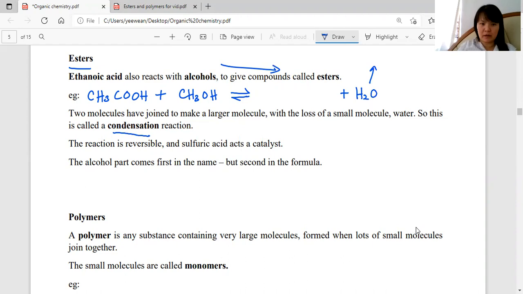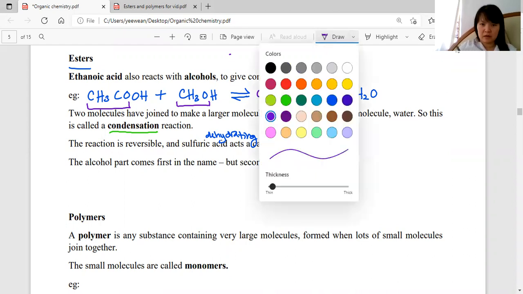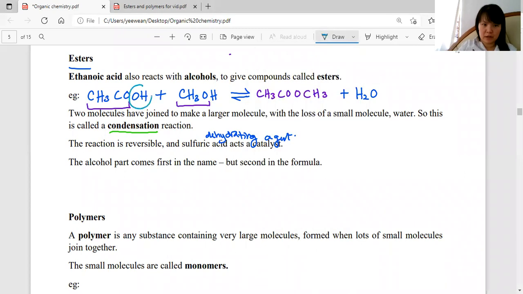So we need to put sulfuric acid as a catalyst. This is a dehydrating agent. Part of the ester comes from the carboxylic acid, and part of it comes from the alcohol. So this makes CH3COOCH3. So the water came from OH here and a H here. So this went to the water.